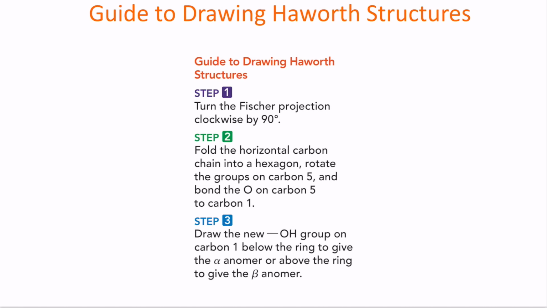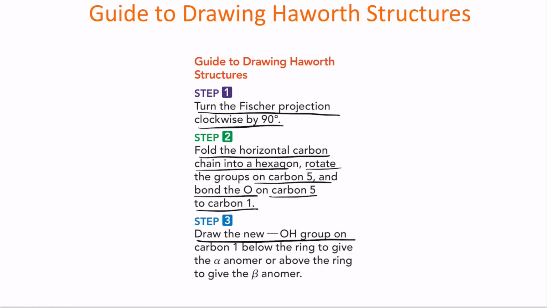Now, what is the guide to drawing the Haworth projections? The first step is to turn the Fischer projection clockwise by 90 degrees. Second, fix the horizontal carbon chain into a hexagon and rotate the groups on carbon 5 so that the O on carbon 5 will bond to carbon 1.